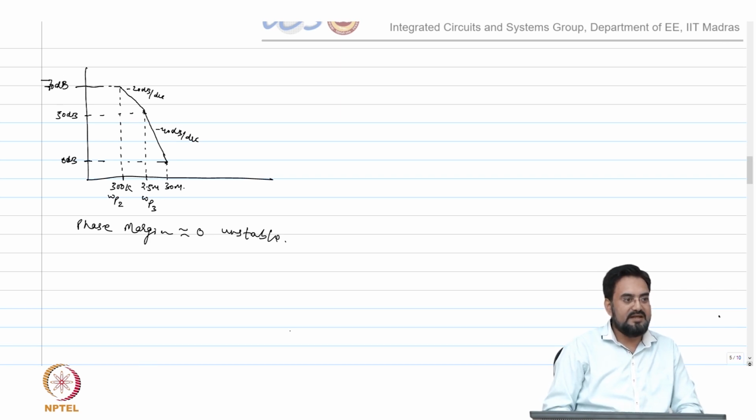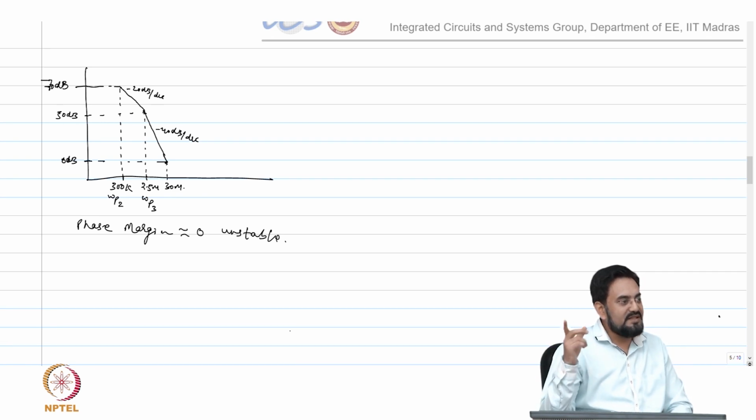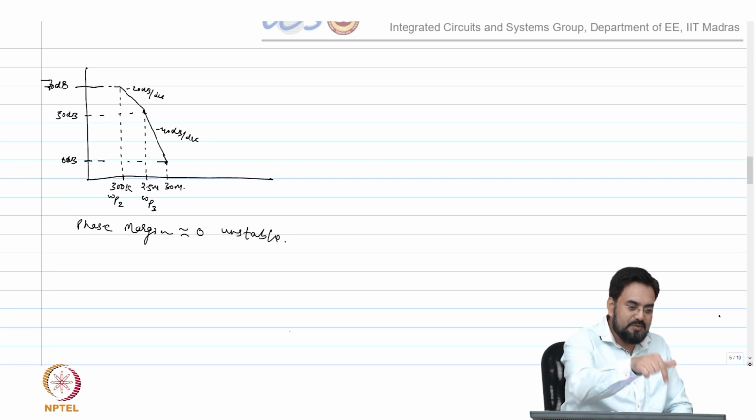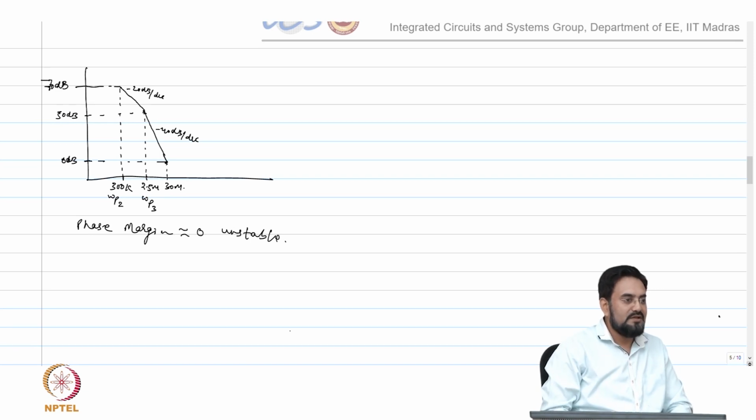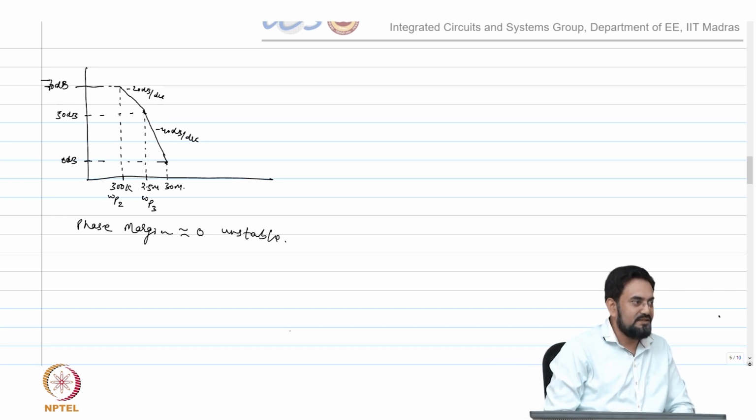You will require a very large cap, because when you compensate at the output, your worst case will be the maximum load. Correct? Because at the maximum load your R out will be very low, so you will require a very large cap to make it dominant. But if you put the cap at omega P2, your worst case is the lightest load, because at the lightest load your output pole will be at a lower frequency.